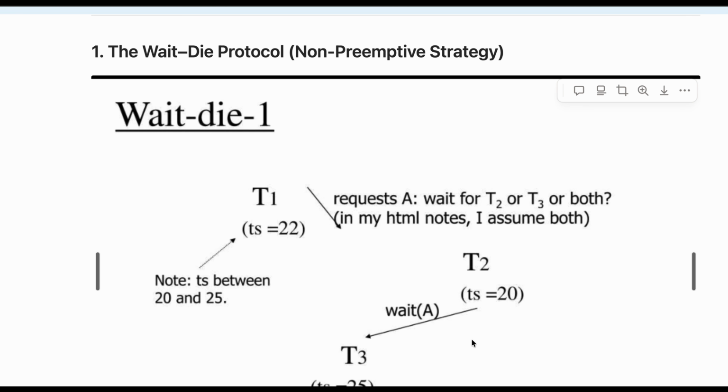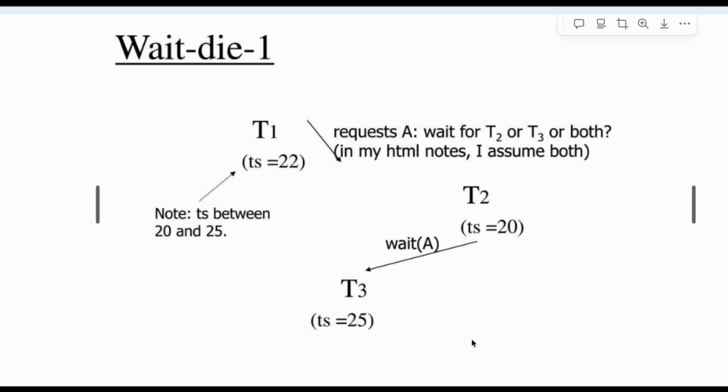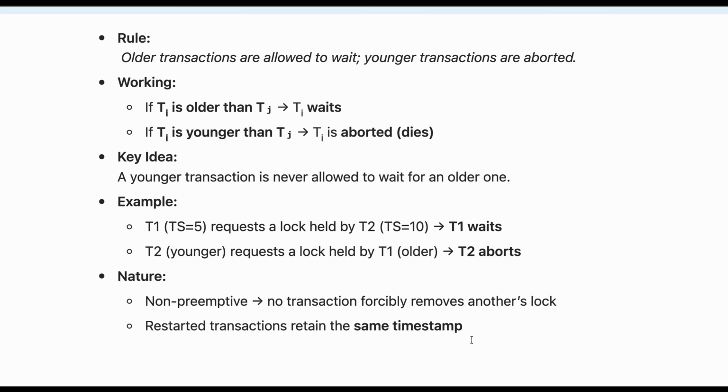If an older transaction requests a resource held by a younger transaction, it will wait. But if a younger transaction requests a resource held by an older transaction, it will be aborted. For example, if T1 is older and T2 is younger, then when T1 requests a lock held by T2, T1 waits. But if T2 requests a lock held by T1, then T2 is aborted.